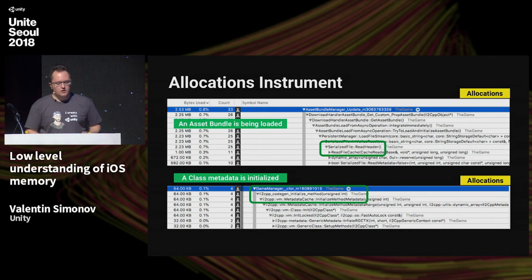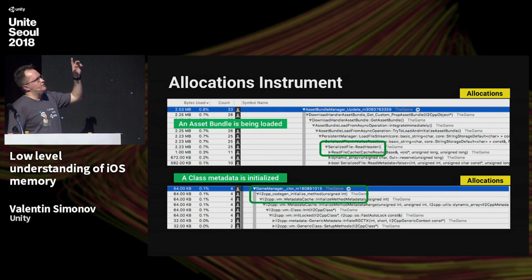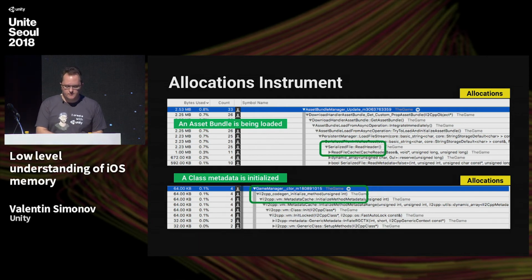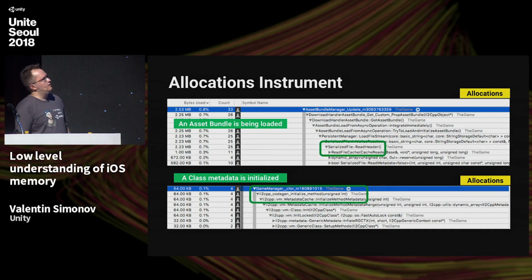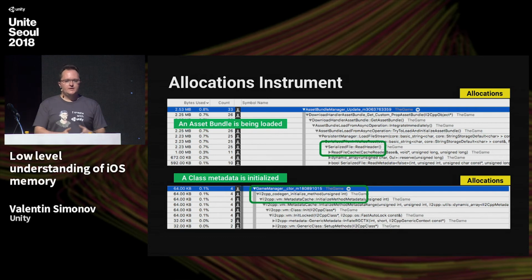Another two examples. The first one is Unity loading asset bundles. And you can see I highlighted there the code which allocates memory for I/O operations. And the bottom one is a bit tricky. With this tool, you can see what is actually going on under the hood in the IL2CPP virtual machine. Here we can see how an instance of a game manager class is being created. And since it's created for the first time, IL2CPP has to load some metadata for it. And you can see the allocation. So this tool kind of partially answers the question, where does my memory go?